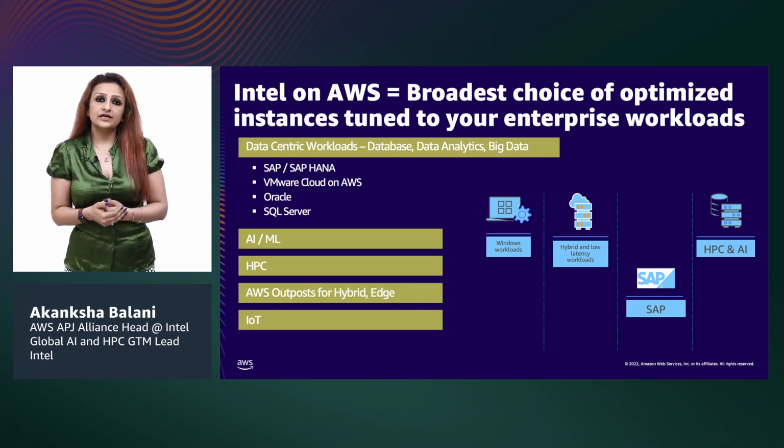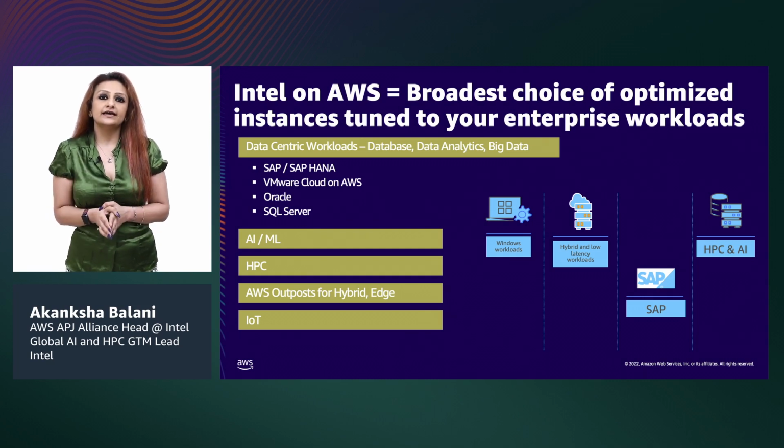Also, in addition to that, if you're embarking on your hybrid cloud journey, you've got Amazon Outposts that are powered by Intel instances today. We also have various COEs that we have launched in APJ that will help you get that experience of hybrid cloud, for you to really experience the optimization capabilities on hybrid on Intel and AWS.